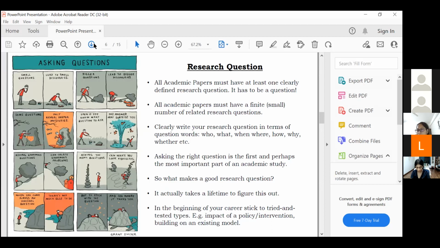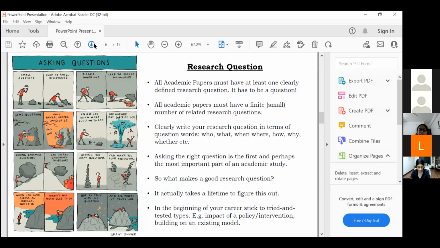Now, how do you formulate this research question? Try to clearly write your question in terms of the words we use to ask questions. So like who, what, when, where, how, etc. So not just, in terms of like, we want to explain how XYZ happens, or we want to understand how XYZ happens, but go a little one step deeper and say, why does it happen? Or who does it affect? Or where do we see it? And how do we solve it? So asking the right questions is very important. And asking the right question is perhaps the first and the most important part of any academic study. Okay, good studies come from asking the right questions.